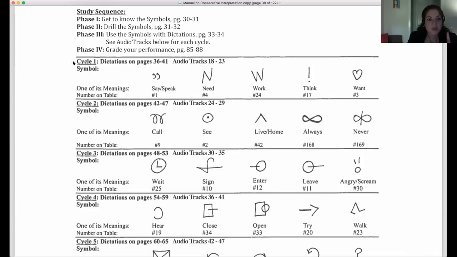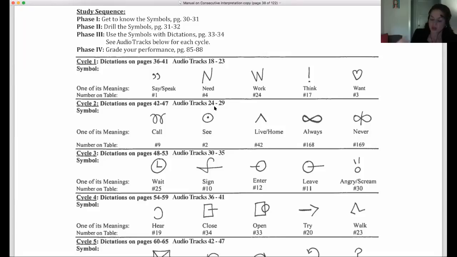So let's say we finish cycle number one, okay? We would move on to cycle number two. In cycle number two, these are the five symbols we're working with. Which tracks would we use for cycle number two? Who can use the chat to let me know which audio track is the first audio track for cycle number two. Very good. Tracks 24 to 29 are what you're going to be listening to.